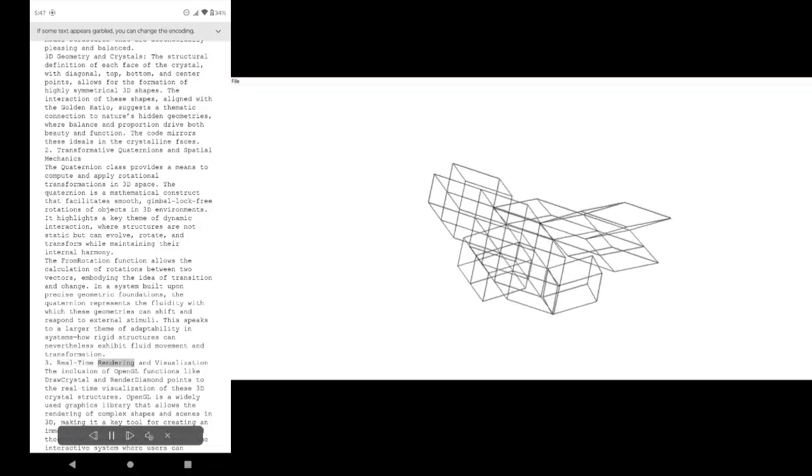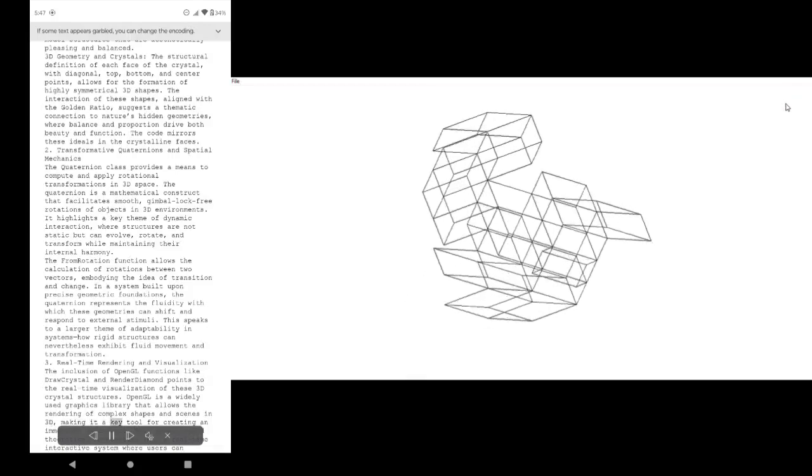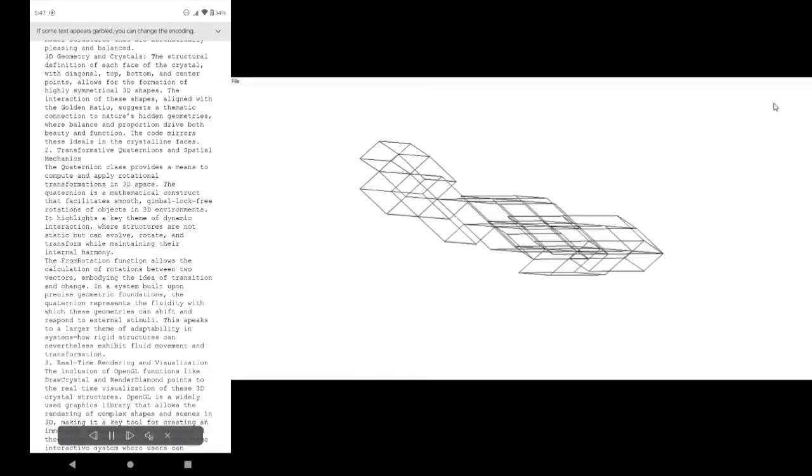3. Real-time rendering and visualization. The inclusion of OpenGL functions like drawCrystal and renderDiamond points to the real-time visualization of these 3D crystal structures. OpenGL is a widely used graphics library that allows the rendering of complex shapes and scenes in 3D, making it a key tool for creating an immersive experience.